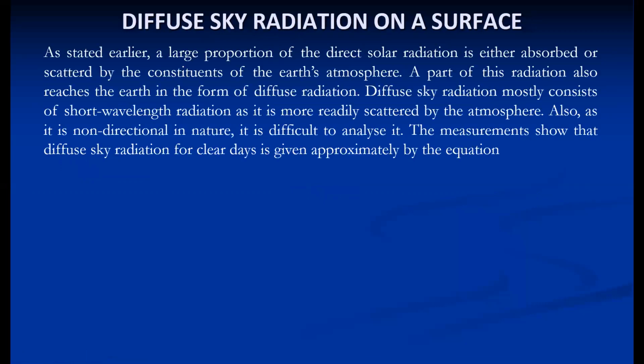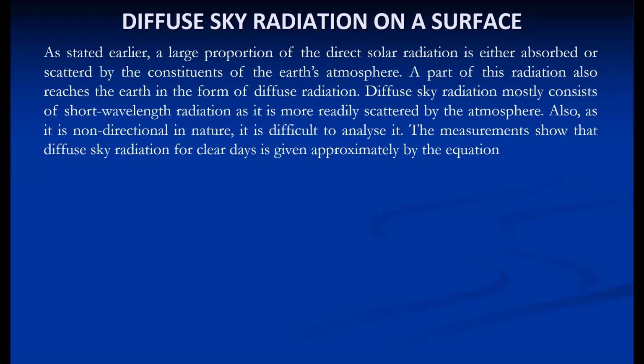Diffuse sky radiation, on the other side, as stated earlier: a large portion of direct solar radiation is either absorbed or scattered by the constituents of the Earth's atmosphere. A part of this radiation also reaches the Earth in the form of diffuse radiation. Diffuse sky radiation mostly consists of short wave radiation, as it is more readily scattered by the atmosphere. Also, as it is non-directional in nature, it is difficult to analyze it.